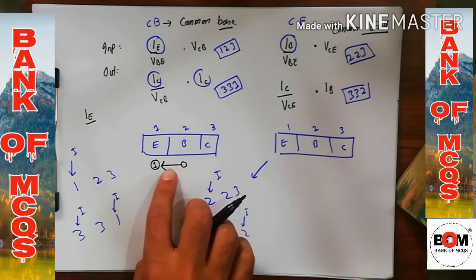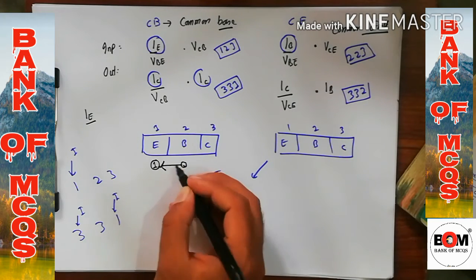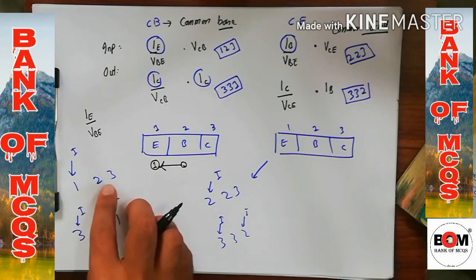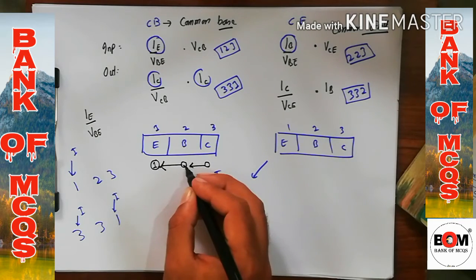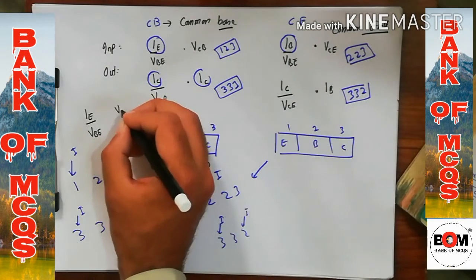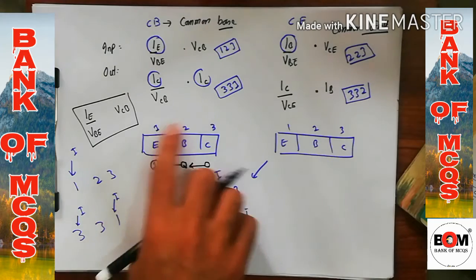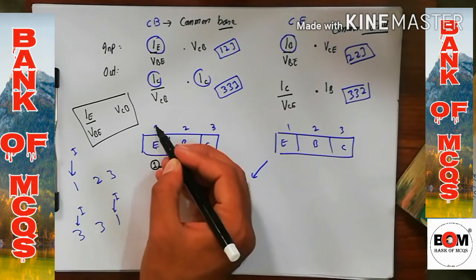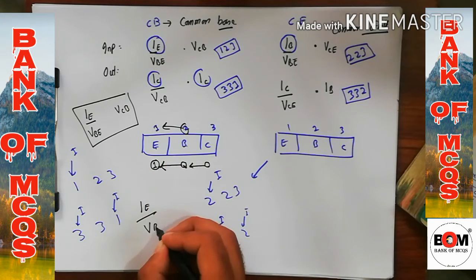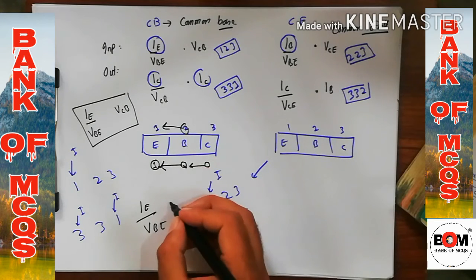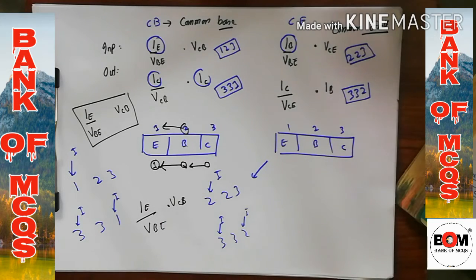The arrow shows voltage, so this is from B to E, so this is VBE. And next is 3. Again mark 3 and start an arrow, so this is from C to B, at constant VCB. So this is the input characteristic of common base. 1 2 3: 1 is IE, 2 is base to emitter VBE at constant, 3 is C to B, so VCB is constant, and IE divided by VBE is the input characteristic.